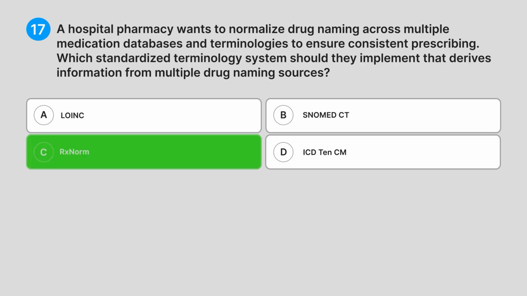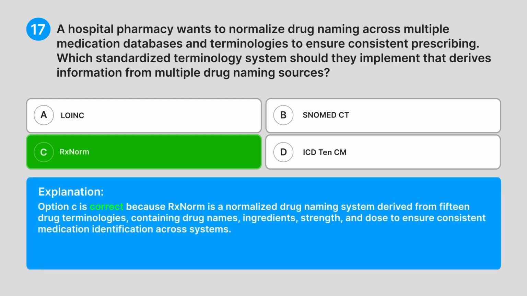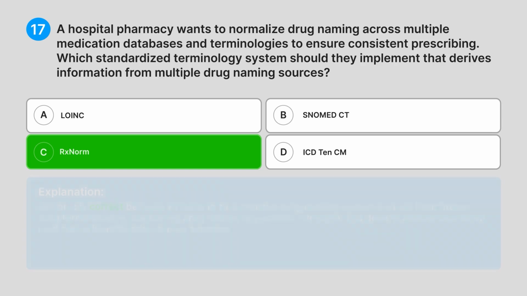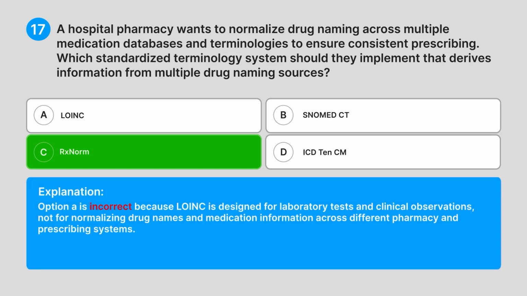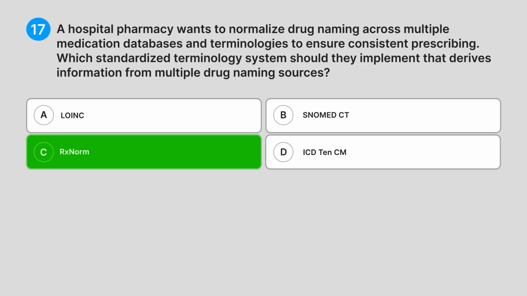Correct answer, C. RxNorm. Explanation. Option C is correct because RxNorm is a normalized drug naming system derived from 15 drug terminologies containing drug names, ingredients, strength, and dose to ensure consistent medication identification across systems. Option A is incorrect because LOINC is designed for laboratory tests and clinical observations, not for normalizing drug names and medication information across different pharmacy and prescribing systems.